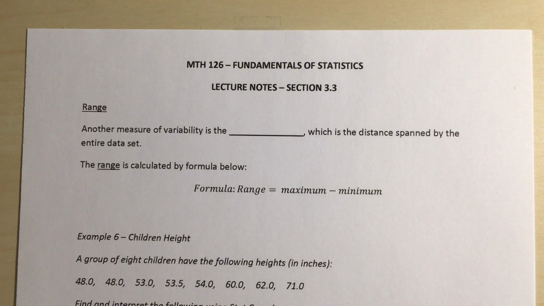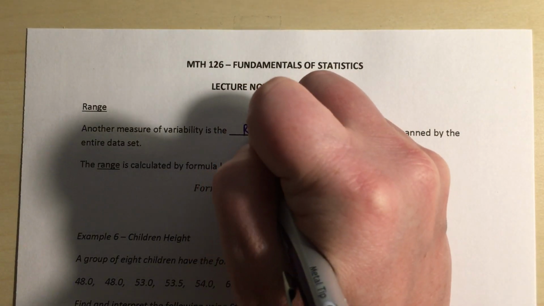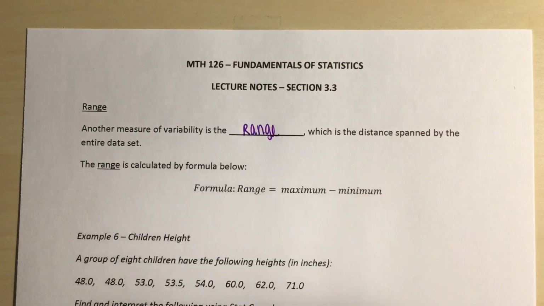Right, the very last thing that we're going to talk about in section 3.3 is the range. So another measure of variability is the range of our data set. The range is the distance spanned by the entire data set. So instead of just looking at a small portion or looking at the middle 50%, we're looking at our entire data set. So again, it's going to be found by simple subtraction. We're going to take our maximum value minus our minimum value.